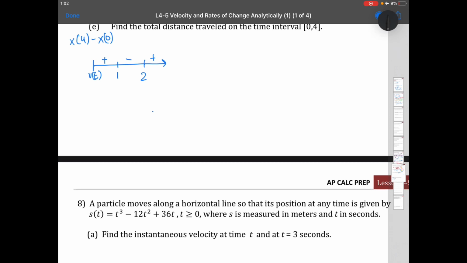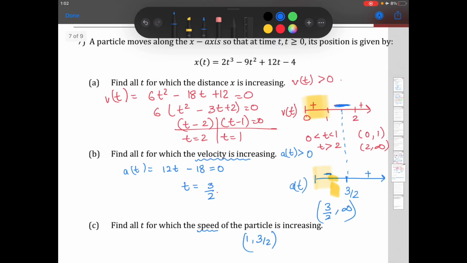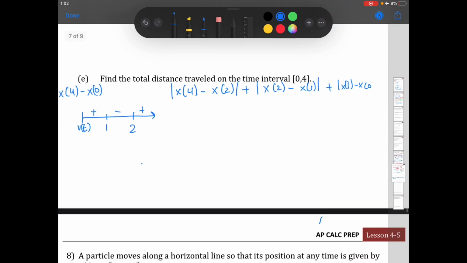I'm going to split this up and use my original position equation: x of 4 minus x of 2. I'm going to find the distance between them and take the absolute value, add it to x of 2 minus x of 1, and then what am I left with? The last one is x of 1 minus x of 0.